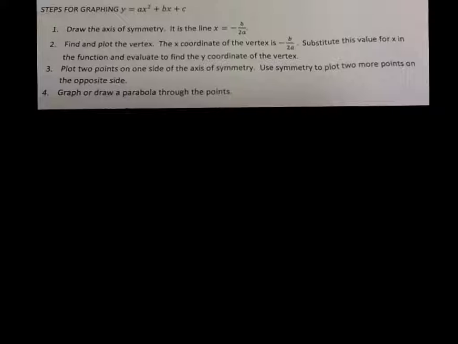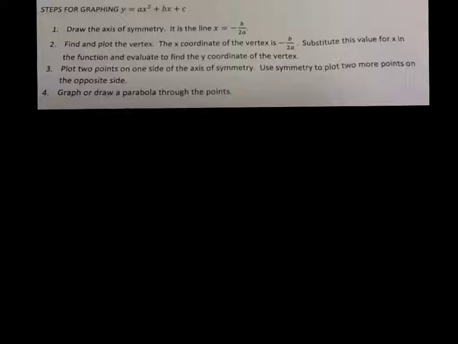Okay, the steps are in your notes on page 9, right at the top. So I just took a picture of them and put them in there for you. So the first step that you're going to want to do is draw the axis of symmetry. Hopefully you remember what that is. That's the line that goes right down the middle of your parabola. To draw your axis of symmetry, you're going to use this formula.